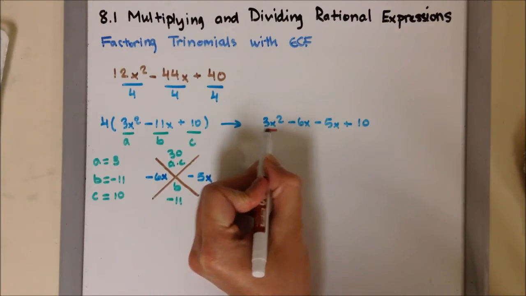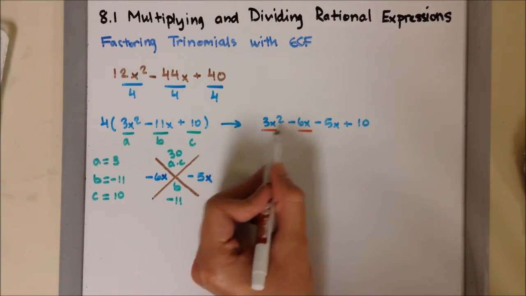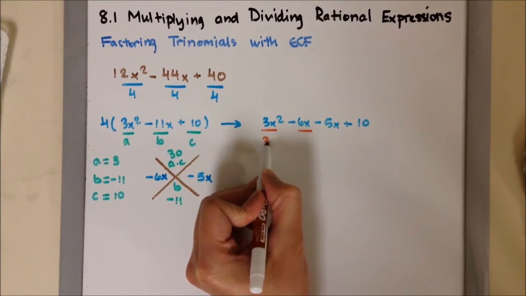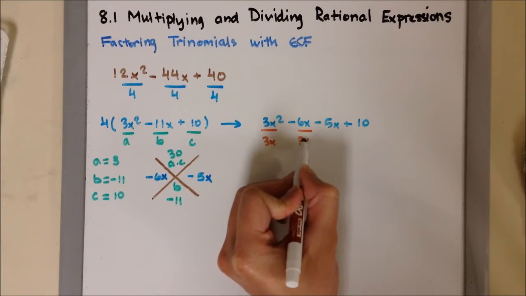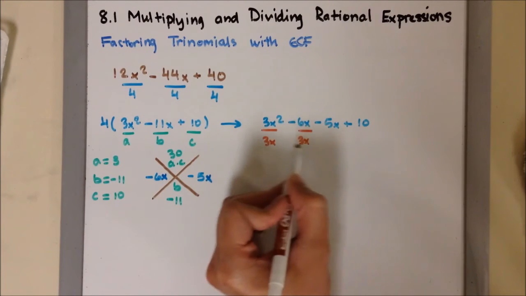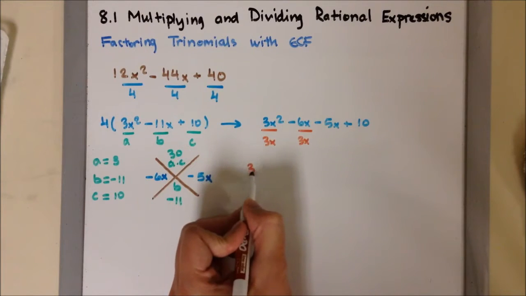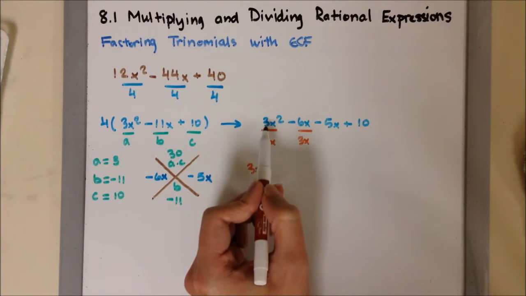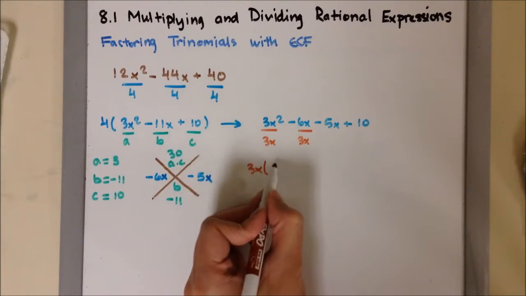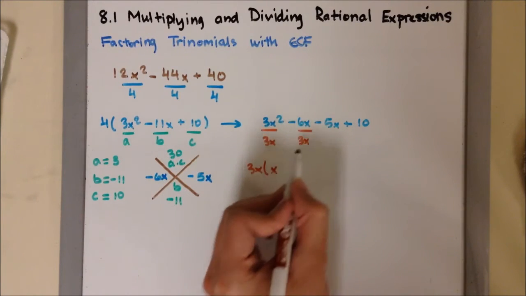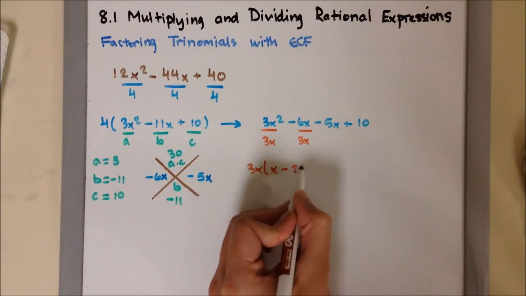So here's my left side. Now what's in common between these two terms on the left is 3x. These two terms have x, and 3 can go into 3 and 6. So I'm going to have 3x on the outside of the parenthesis. 3x squared divided by 3x will simply be x. And then negative 6x divided by 3x will be negative 2, close parenthesis.